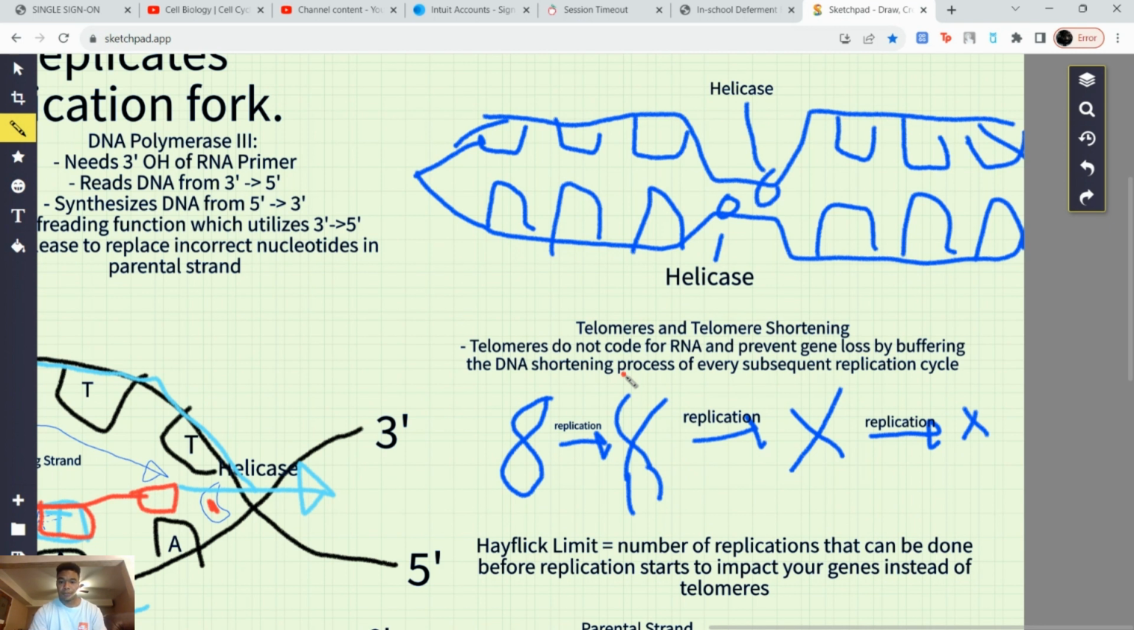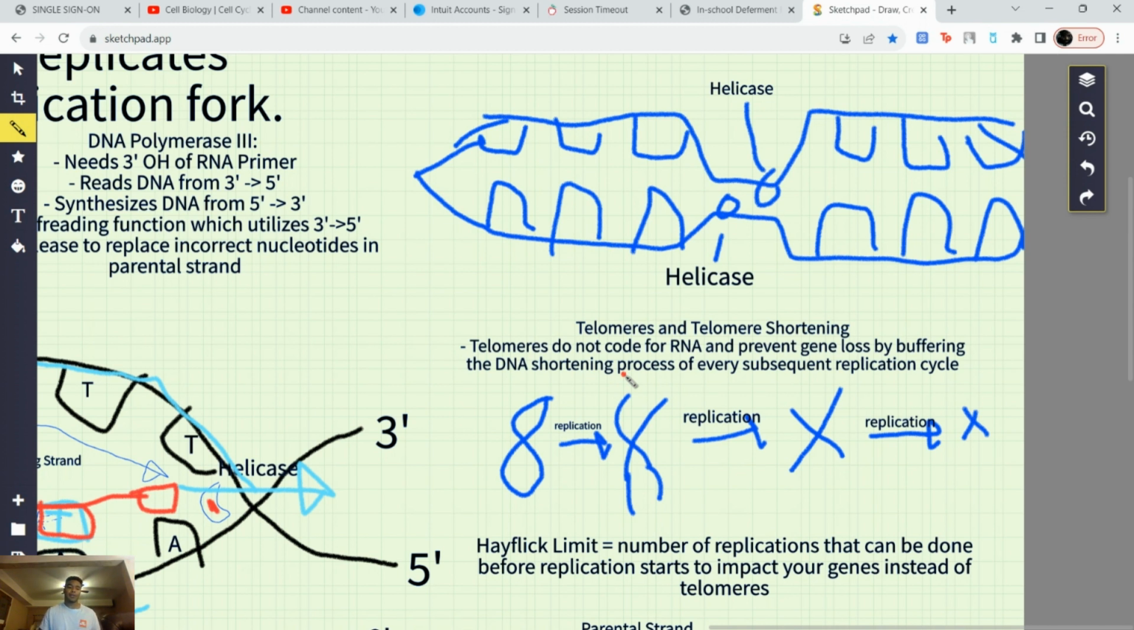So what happens at the end of these DNA strands? I don't know how familiar you are with telomeres, but telomeres are like the cap on DNA. They basically keep the helix tight. They're like caps. They're non-coding DNA. They don't code for RNA. And they prevent gene loss by buffering the DNA shortening process of every subsequent replication cycle.